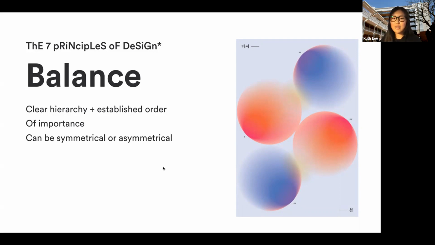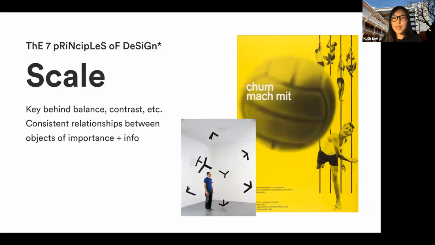And balance doesn't have to be symmetrical. It can also be an asymmetrical design. But having, again, hierarchy and clear order between information and between important objects is the key to having a balanced and successful design. And then scale is just playing with perspective and the sizes of things relative to each other.